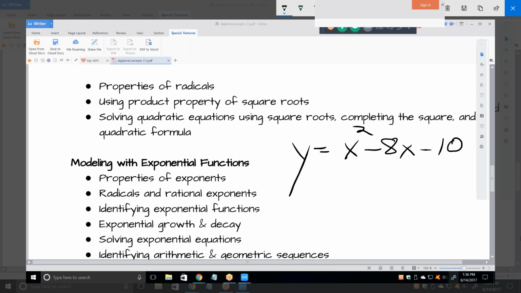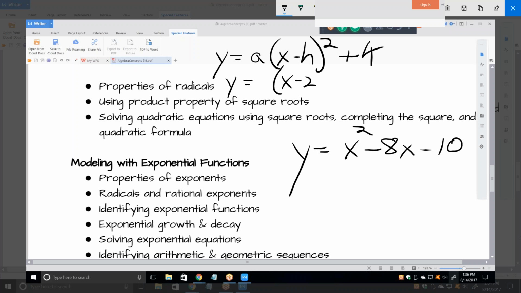Now, let's go back and talk about vertex format. Vertex format is this. An example of vertex format might be this. Okay? So, there is a way to take this quadratic, which, again, notice it cannot be factored. There are no factors of 10 that subtract to the number 8. And that's always how you tell. If this were to factor into two linear factors with whole numbers, then that would have to be true. And it does not.